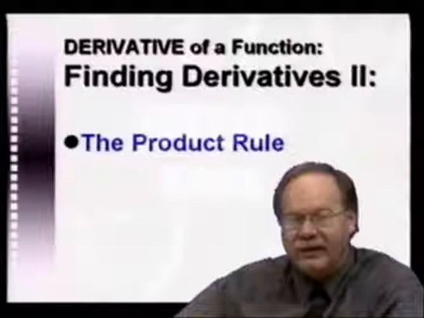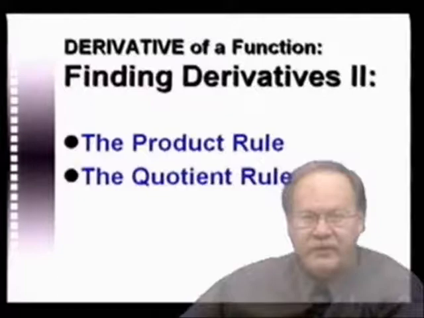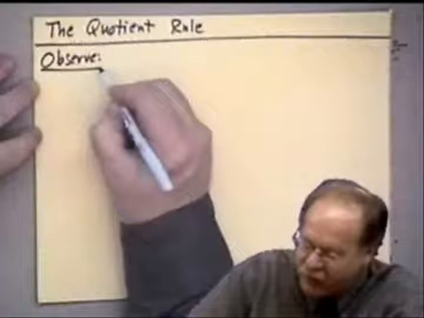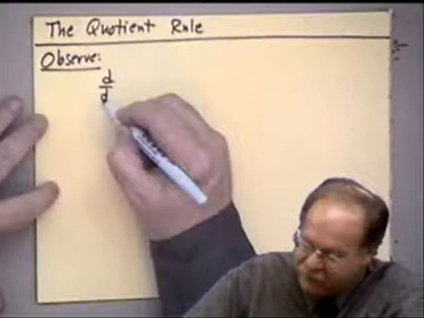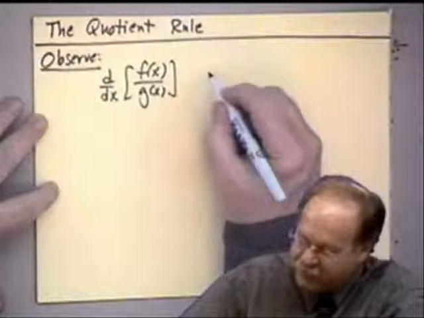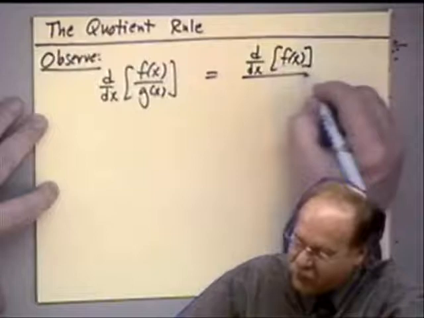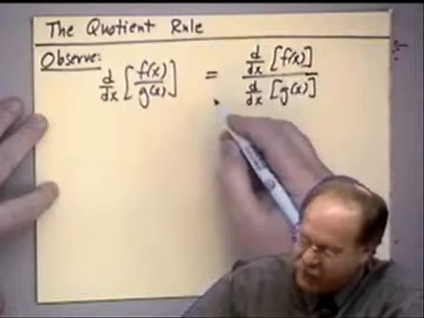Once you have a product rule, I suppose you expect a quotient rule. So that's what we'll do next, the quotient rule. Once again with the quotient rule, we will observe that what you might intuitively think is the correct quotient rule, that the derivative of a quotient, f of x over g of x, is equal to the derivative of f of x over the derivative of g of x, turns out to be, just as in the product rule case, completely false.